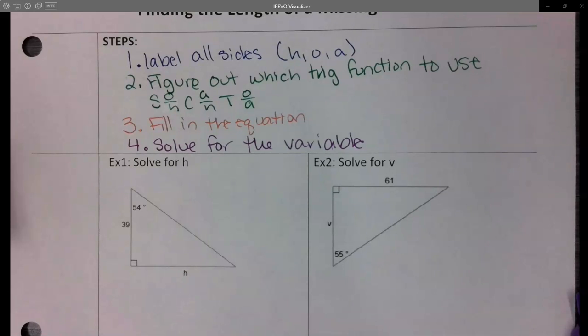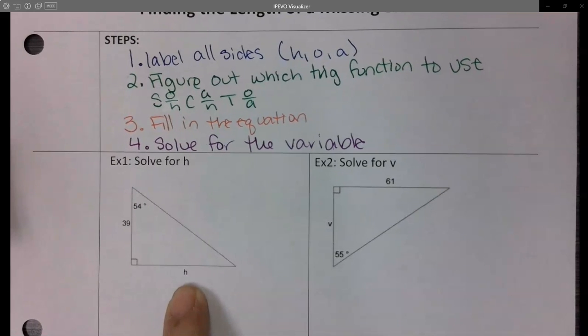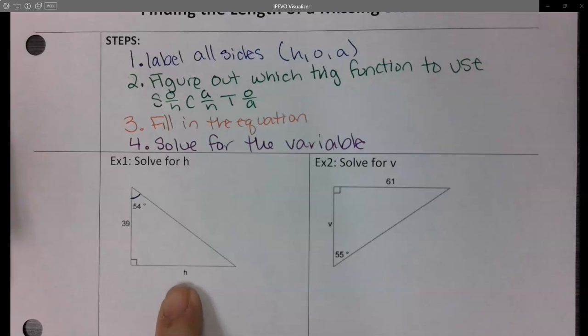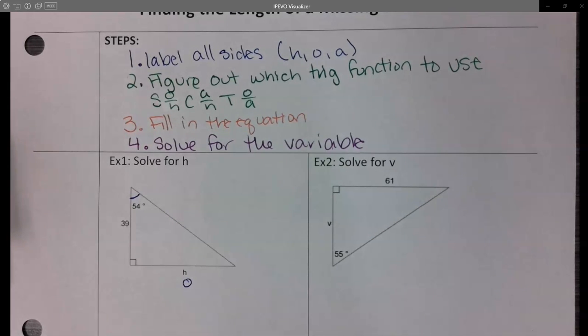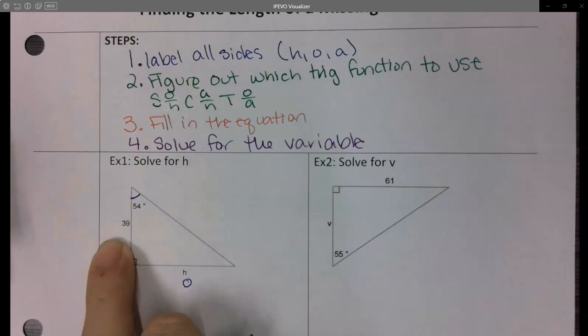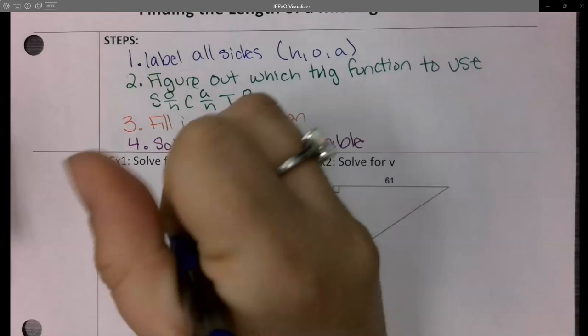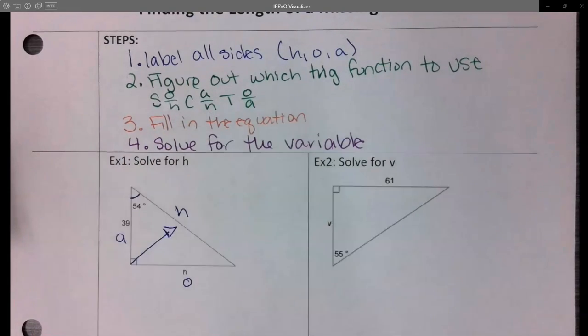Okay, so on number 1, it wants me to solve for H. What is H? H, O, or A for this given angle of 54? Is it the opposite side, the adjacent side, or the hypotenuse? The 39 is the A, and this one is the hypotenuse because it's across from the right angle.